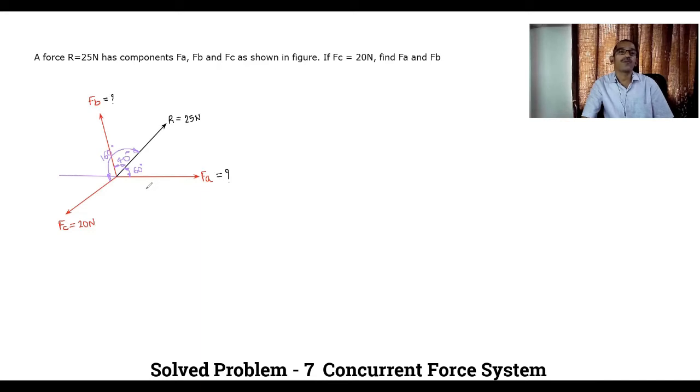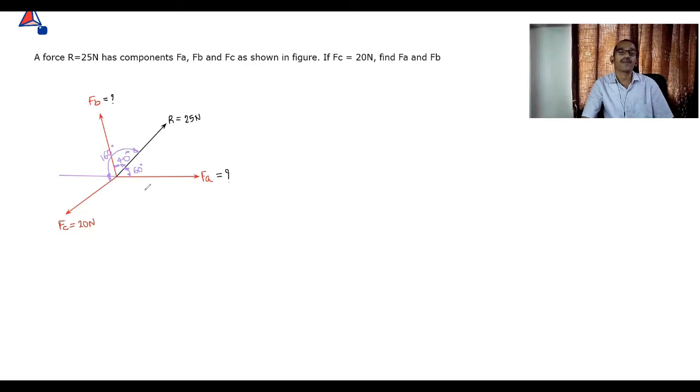Then what will we do? We'll apply the equation along the y-axis. If we think about the y-axis, the Fa term will not come into the picture. We will get only one unknown, that is Fb. That means first we'll apply the equation along the y-axis. So our equation is Ry equal to summation of Fy, assuming upward force is positive.